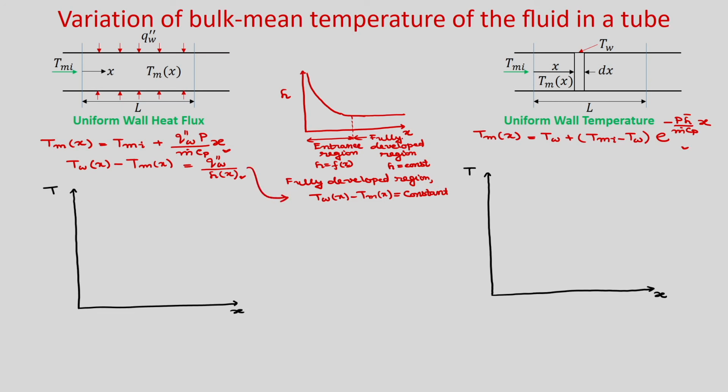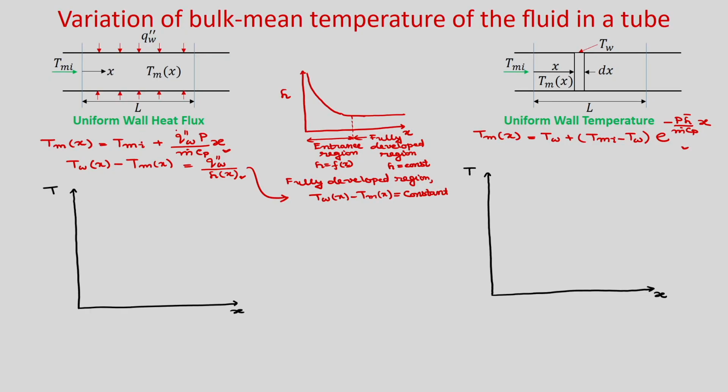This is also true that in fully developed region H is constant for uniform wall temperature. So, H is constant for both the thermal conditions, uniform wall temperature and uniform wall heat flux, for both hydrodynamically and thermally fully developed region. So, now you can see here uniform wall heat flux. So, your T m will vary linearly, okay. You can see from this expression. So, you draw this. So, this is linear variation.